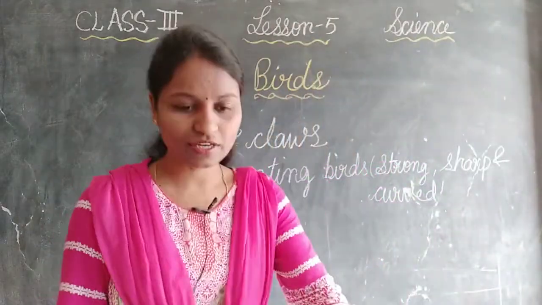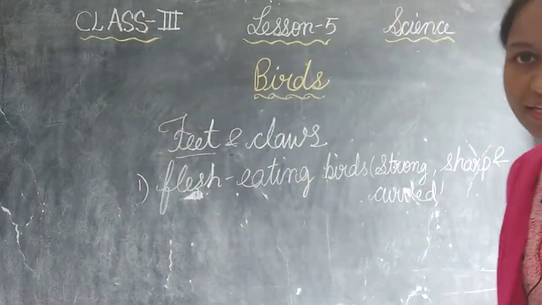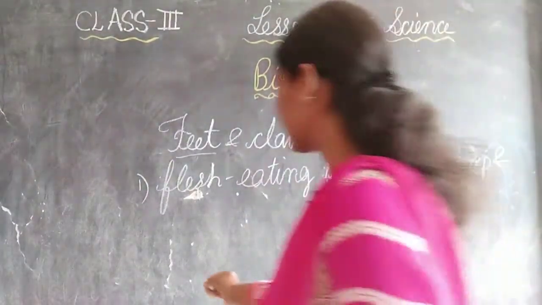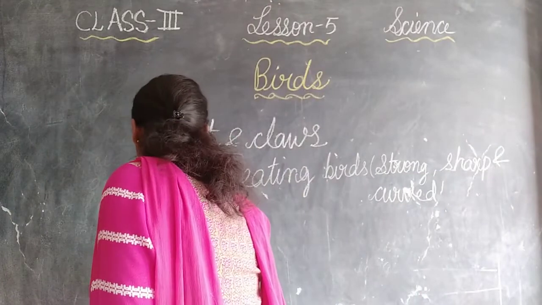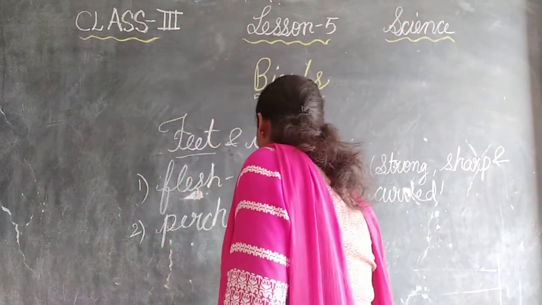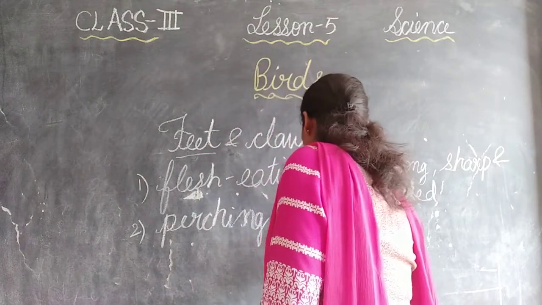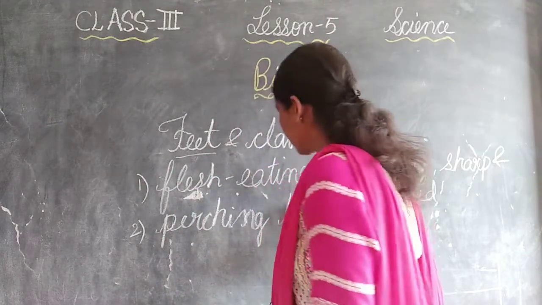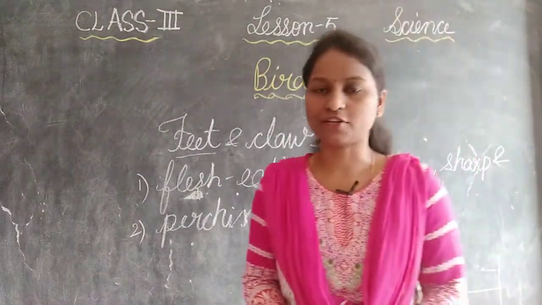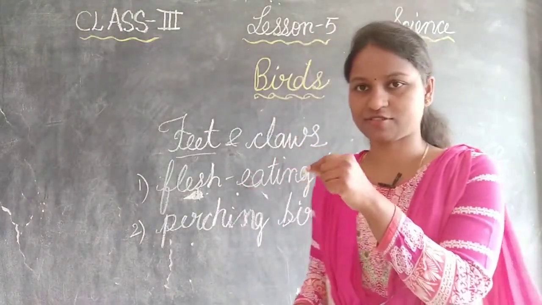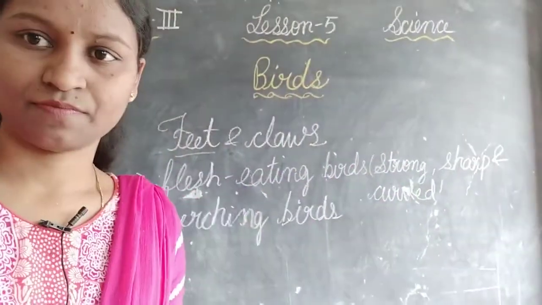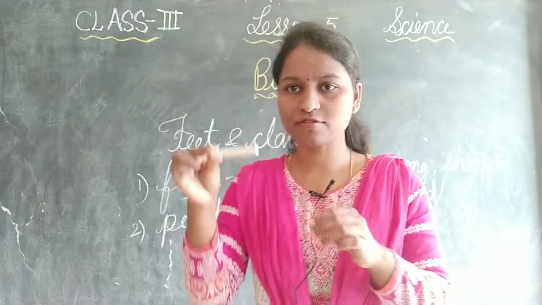Now let's see the next one. Next one is the perching birds. So what do you mean by perching, children? I will tell you. Suppose this is the branch. I will take the other chalk piece, just wait. Yes, children, suppose this is the chalk.